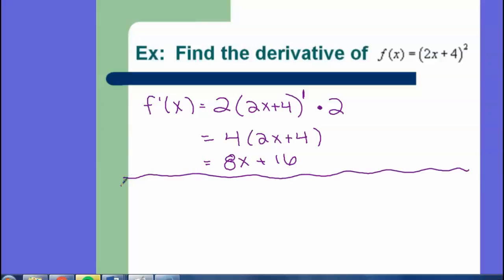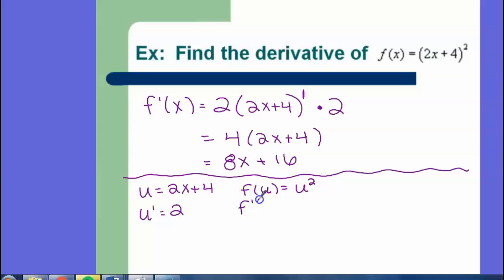Let's call this two different functions again. Let's call the x part u. So you get u equals 2x plus 4. So derivative of u is what? 2. Okay. Let's call the outside function u squared, because this would be representative of 2x plus 4. So you get u squared.